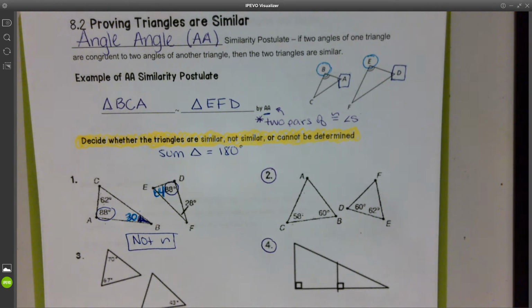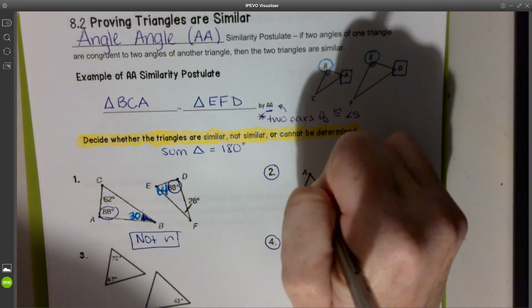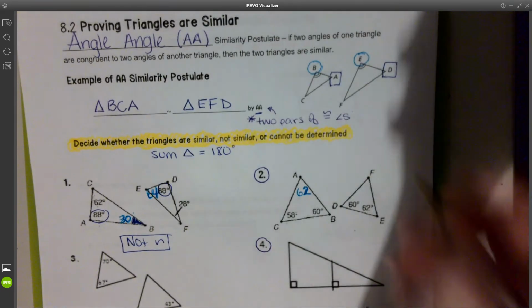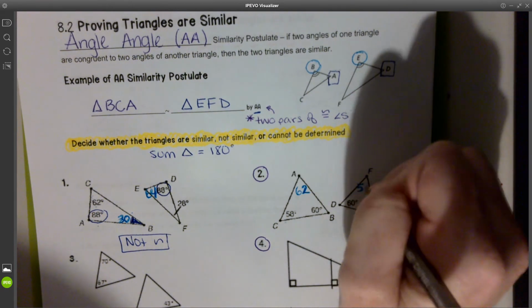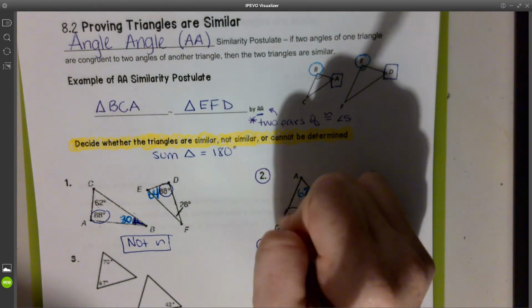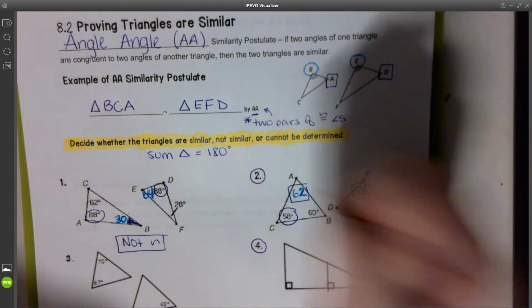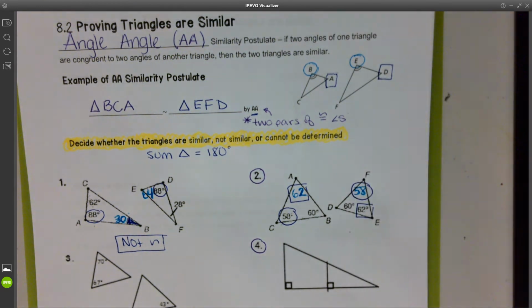All right, so you should have found the missing angles for A and F by the same process that we did in number one. We're going to add up our angles and subtract from 180. So angle A should be 62 degrees, and angle F is 58 degrees. So do we have at least two pairs of congruent angles in these two triangles? I'm going to start off with the 58. So that's one pair. Let's go with 62. 62 and 62. I already have two pairs. I can stop right there and say these two triangles are similar.